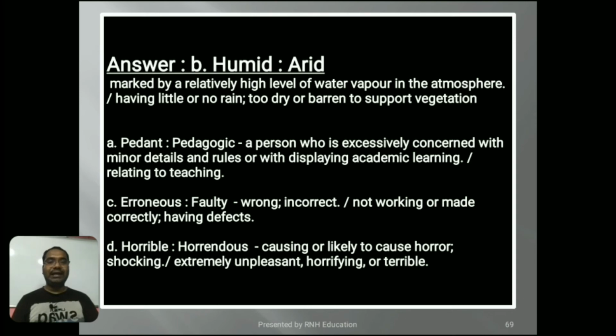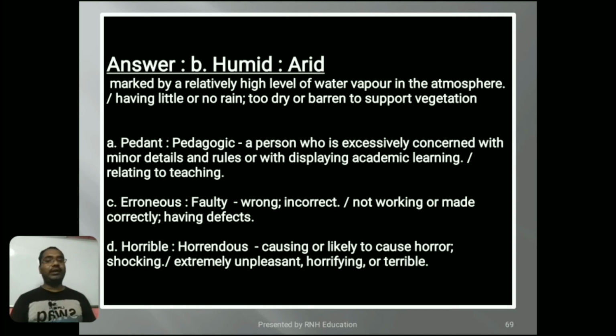The option A was pedant and pedagogic. Pedant means a person who is excessively concerned with minor details and rules or displaying academic learning, that is called pedant. And pedagogic means relating to teaching. Those are not in opposition. Now take option C, that is erroneous and faulty. Erroneous means wrong or incorrect, and faulty means not working or made correctly, having defects. Both are similar in sense. And option D, that is horrible and horrendous. Horrible means causing or likely to cause horror, shocking, and horrendous means extremely unpleasant, horrifying, or terrible. So those two words are in the similar sense. So the right answer should be option B, humid and arid.